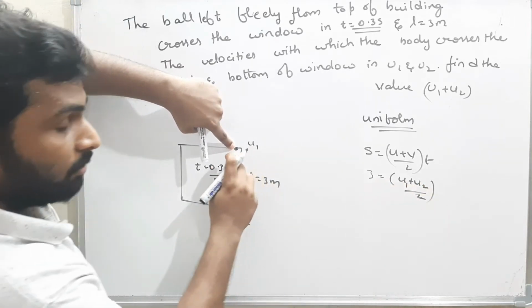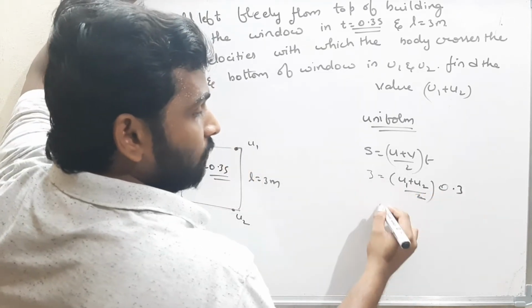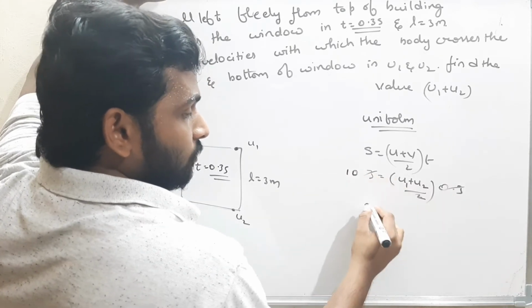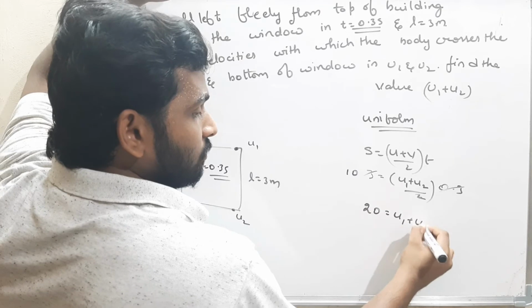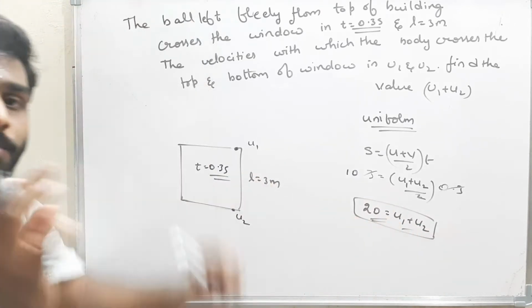Now what is the time? The time taken by the body to cross these 2 points is 0.3 seconds. Therefore 3 equals (u1 plus u2) by 2 into 0.3. Therefore what is the value of u1 plus u2? 3 divided by 0.3 is 10, so 20 is equal to u1 plus u2. The value of u1 plus u2 is nothing but 20. Simple problem. Very simple problem.